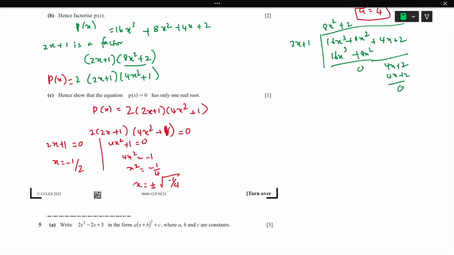This one, square root of a negative number, doesn't have a real root. For this, no real roots, because a negative inside the square root cannot come. It's b square minus 4ac less than 0, no real roots. So we have only one real root. So you have to write p of x equal to negative 1 by 2. So p of x has only one real root.